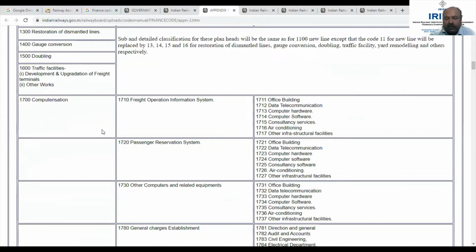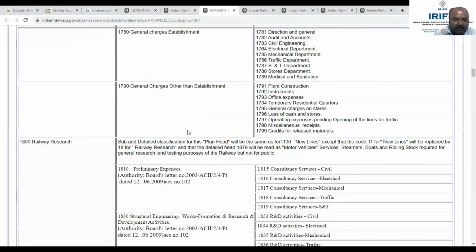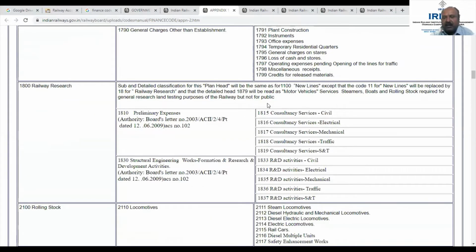This is useful at the time of preparing this allocations, attempting in the books and budget with books paper. Please remember. This computation has separate detailed heads because it is not common with the other structural works. So it has separate detailed heads, that is 1711, 1712, PRS, Passenger Reservation System, Operation Information System, and railway research.